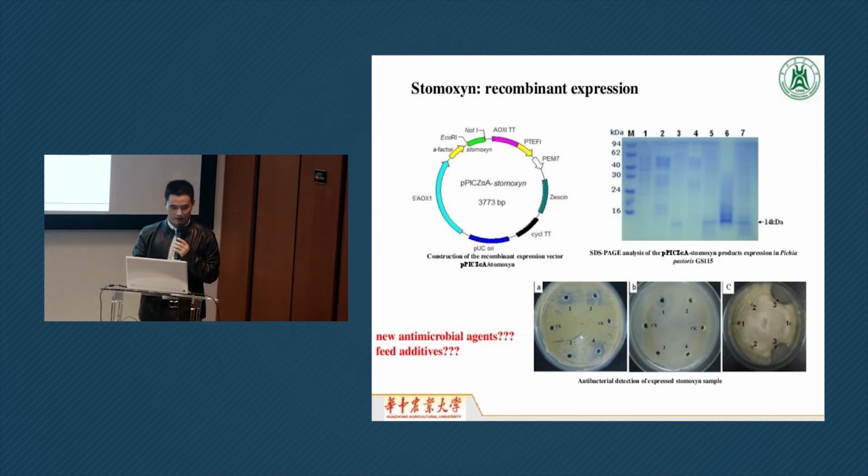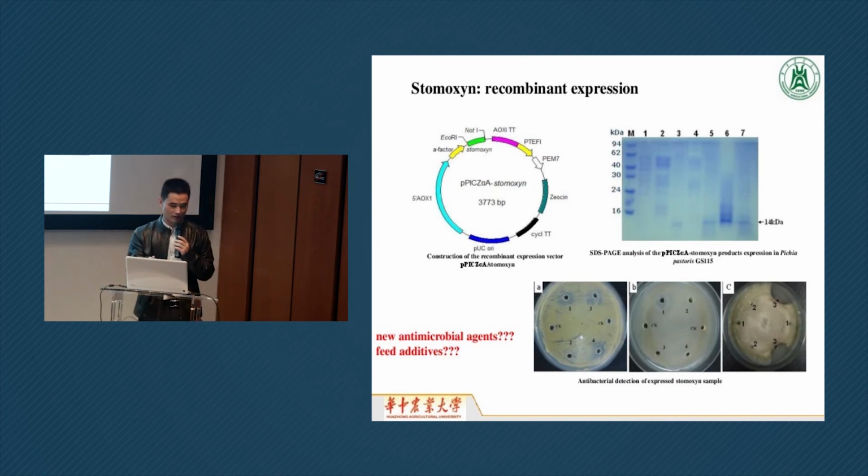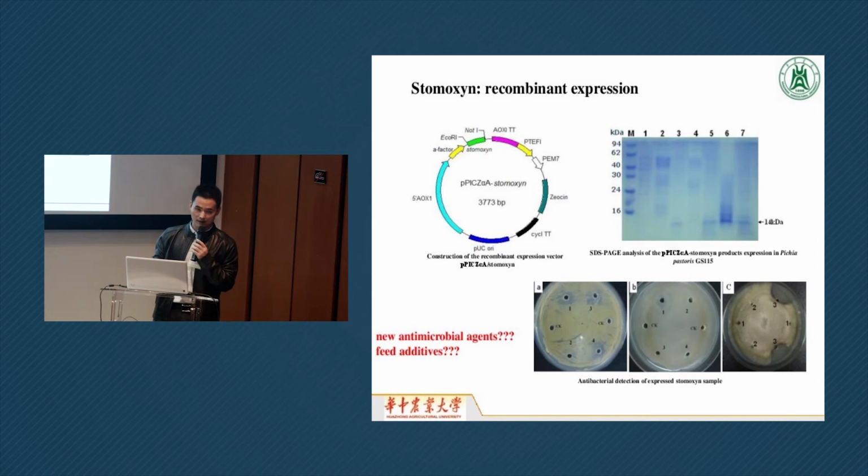So I think if we can produce those peptides in vivo, we can make new antimicrobial agents, which can be used as feed additives in animal feed to reduce the level of antibiotics in animal breeding systems, and the spreading of their antibiotic resistant genes.